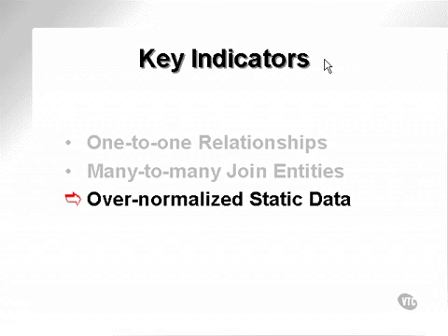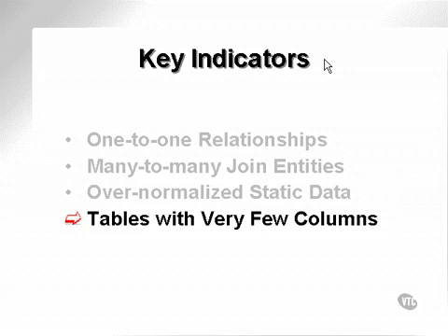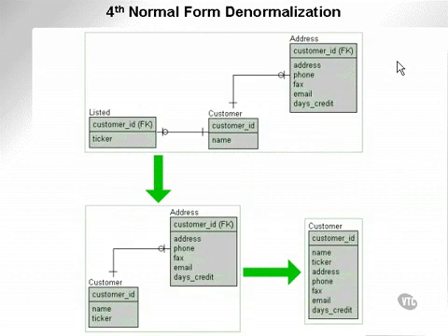Over-normalized static data. Static data can be removed from transactional data sometimes a little bit too far. I like to think of normalized static data as second normal form. Tables with a very small number of columns, very few columns, quite often indicates a table which could have its columns in a parent table. It shouldn't really exist.